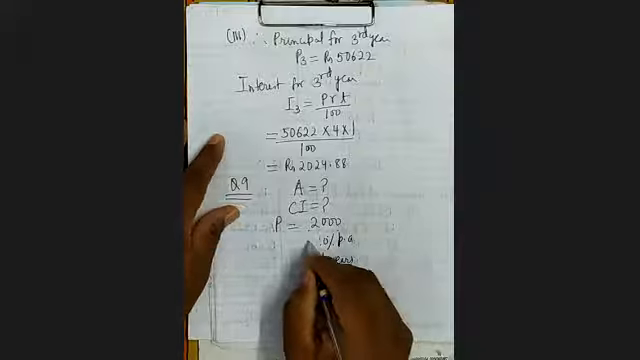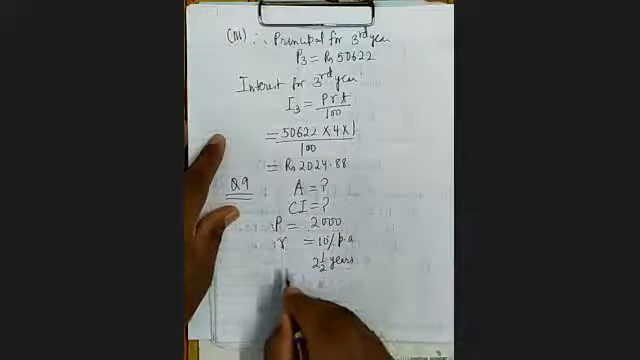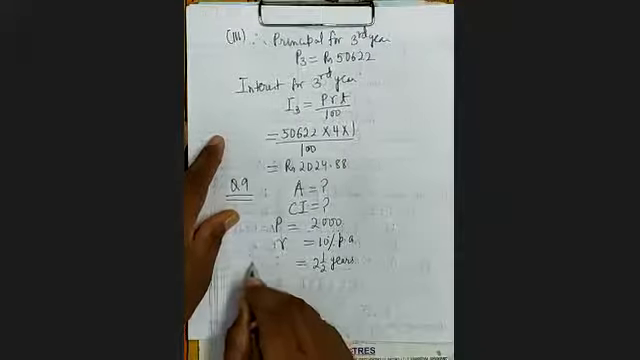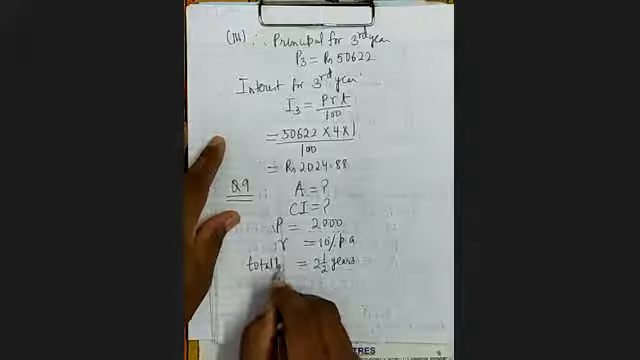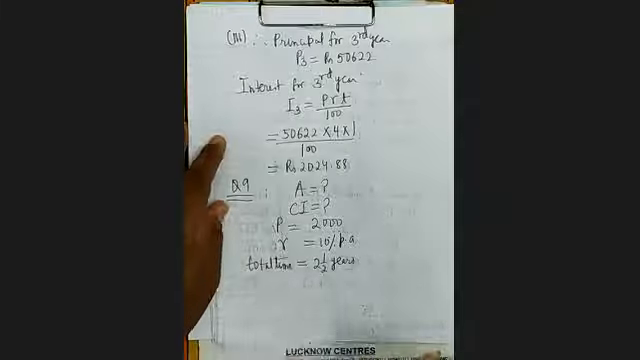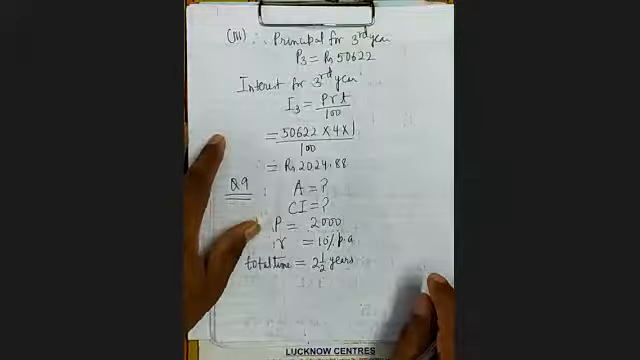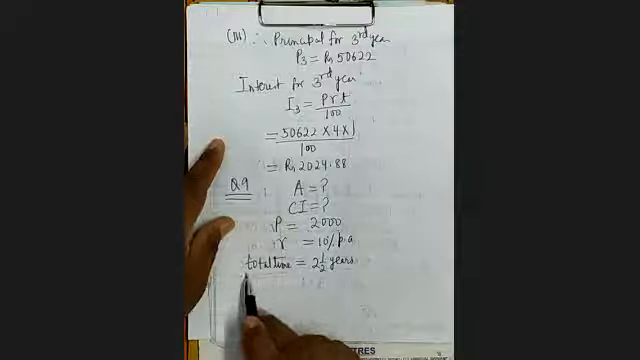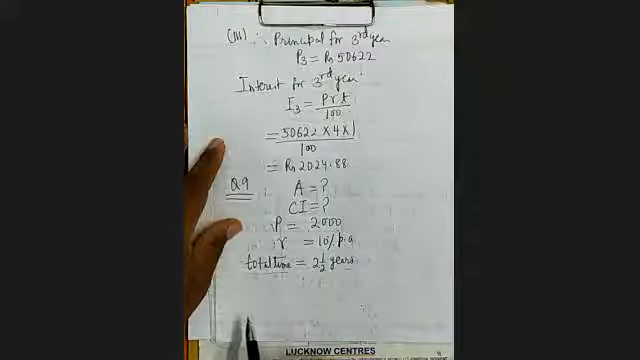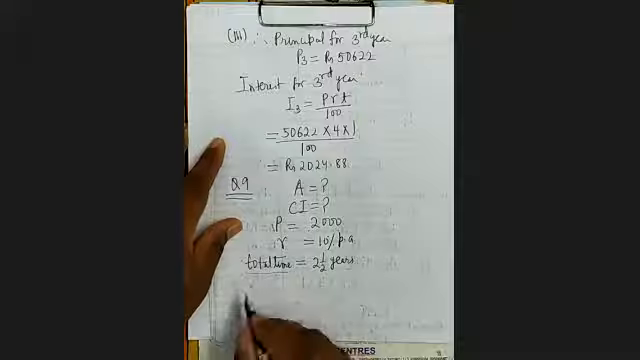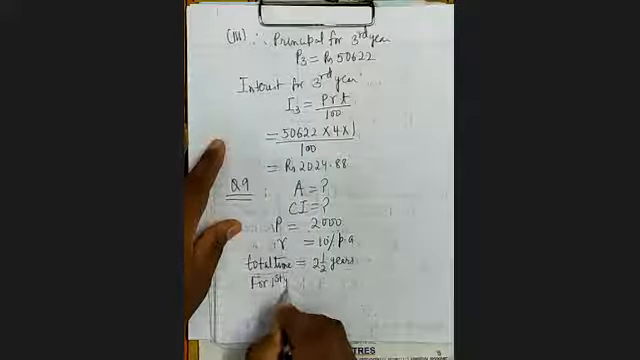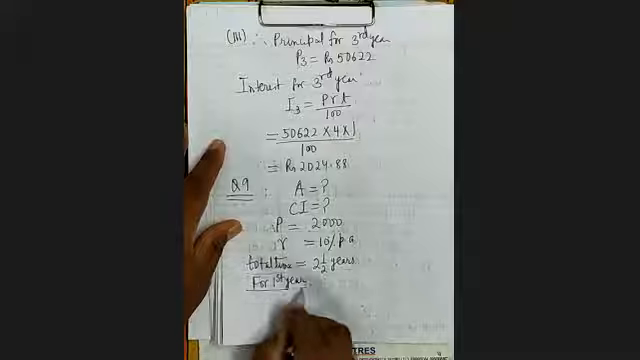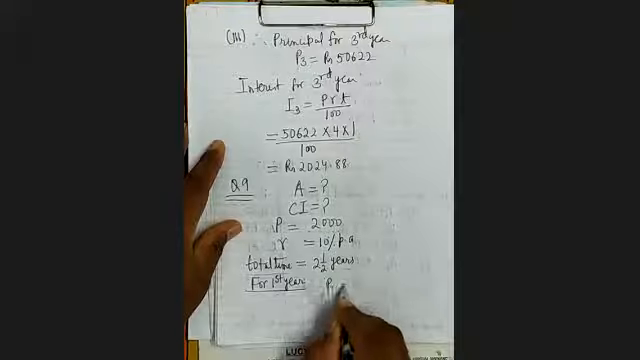It is the rate. And what is this? This is the total time. We don't write it as T, we write it as total time. And why do we write it as total time? Because we have to calculate year by year. So now see here, for first year, what is the principal for first year?